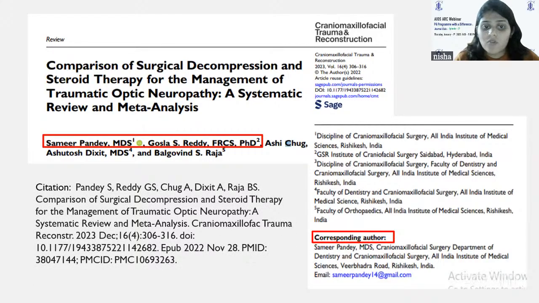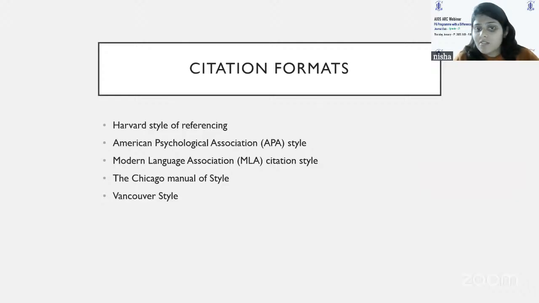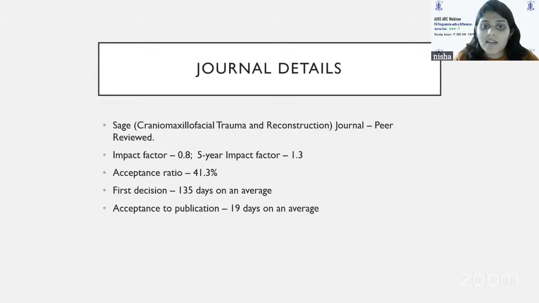This is in Vancouver style. Just for everyone's information, these are the citation formats that are available. The most commonly followed one in our institution is Vancouver style. So as far as the journal is concerned, it was published in SAGE journal with craniomaxillofacial trauma and reconstruction subset. It's a peer-reviewed journal with an impact factor of 0.8 and a 5-year impact factor of 1.3.